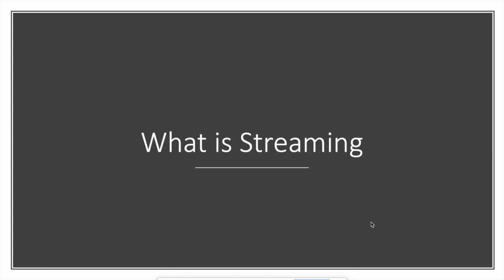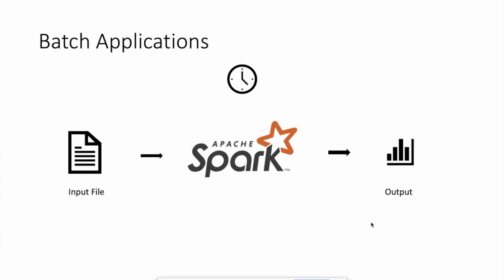What is streaming? The first step to this course is to know what streaming is and why we need it. The best way to know what streaming is, is by comparing it with batch applications. This is how a typical batch application works. At a specific time in the day, you will get an input from your source. Your Apache Spark job will process that input file and generate some output. That's how a typical batch application works.